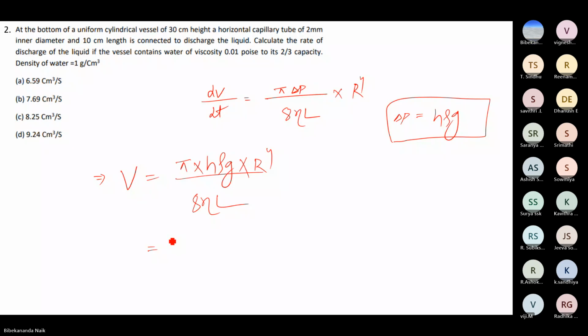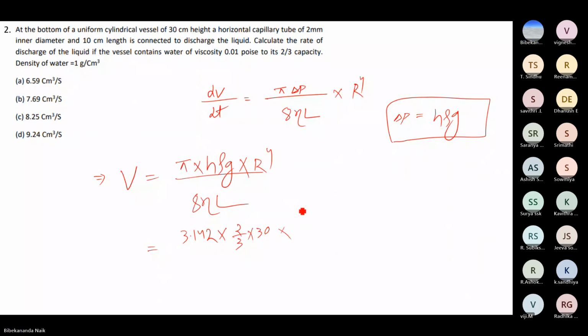So pi is 3.142 into H. So H is 2/3 of the vessel. The vessel contains water with 2/3 capacity. So the vessel height is 30 centimeter. Its 2/3 capacity means it is 2/3 of 30 centimeter, 2/3 of the total height of the cylindrical vessel.